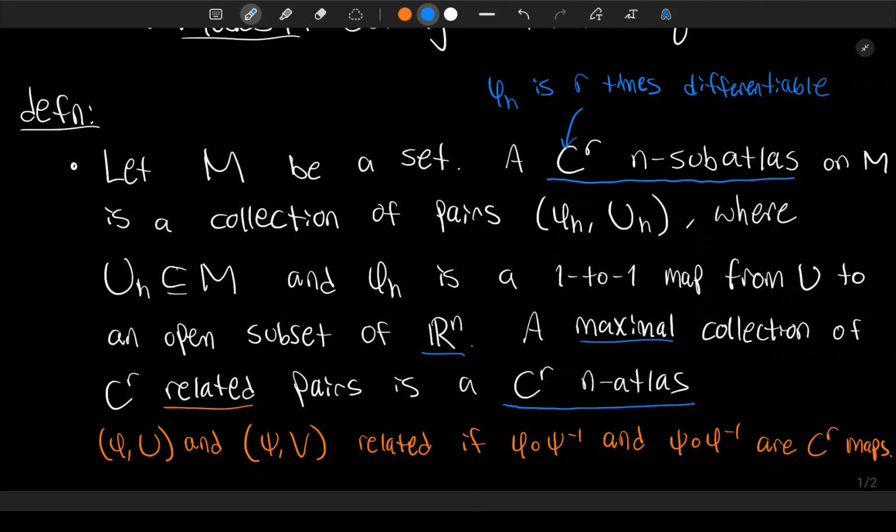And you may have seen this within the context of a C infinite function. So you may have seen this written as a C infinite function. And C infinite functions are infinitely differentiable. So for example, e to the x is infinitely differentiable. You can take as many derivatives with respect to x as you'd like, and you still get a continuous function.